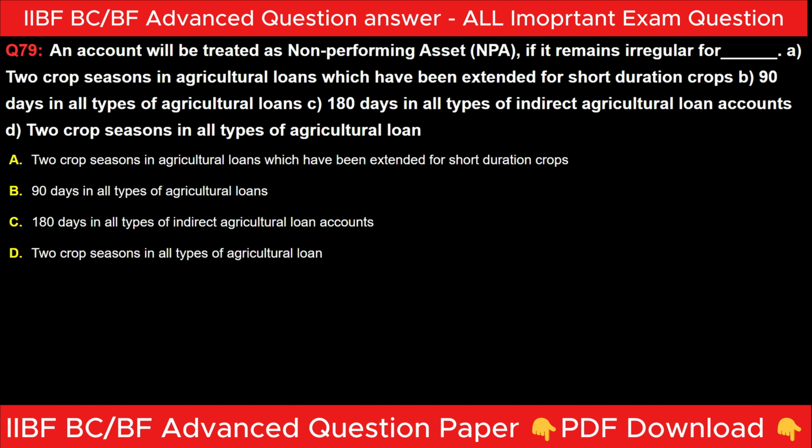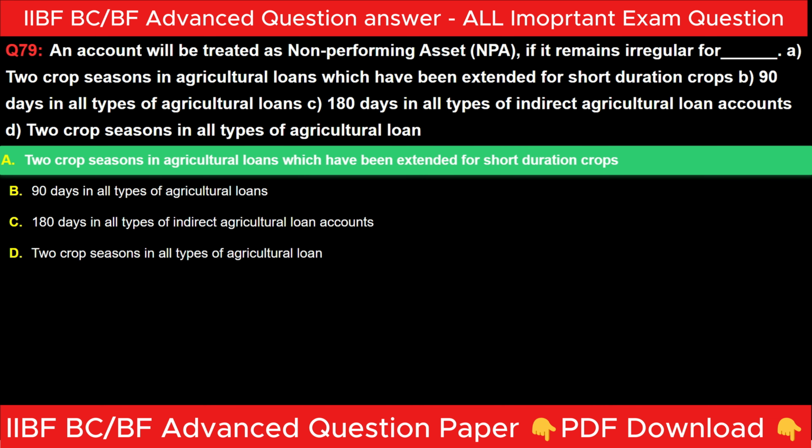An account will be treated as non-performing asset NPA if it remains irregular for A. Two crop seasons in agricultural loans which have been extended for short duration crops B. 90 days in all types of agricultural loans C. 180 days in all types of indirect agricultural loan accounts D. Two crop seasons in all types of agricultural loan. Two crop seasons in agricultural loans which have been extended for short duration crops.